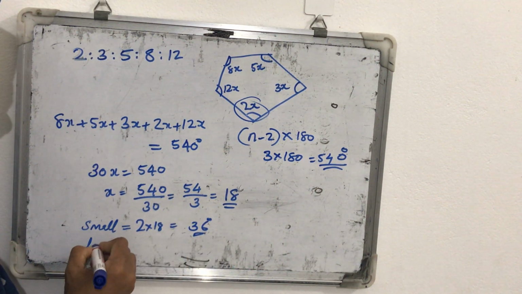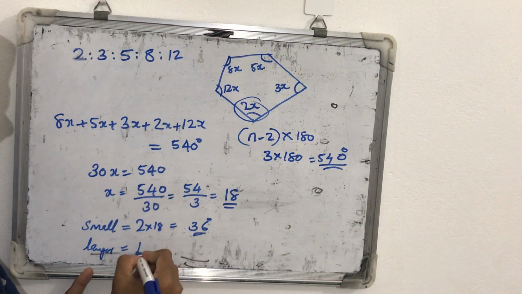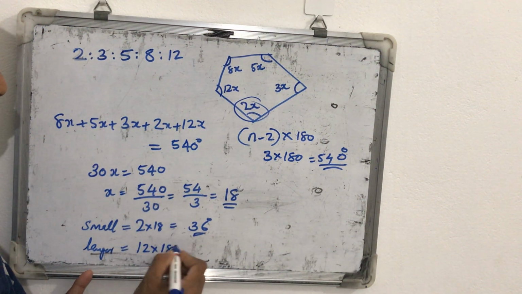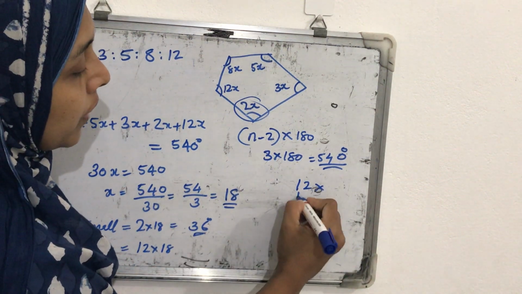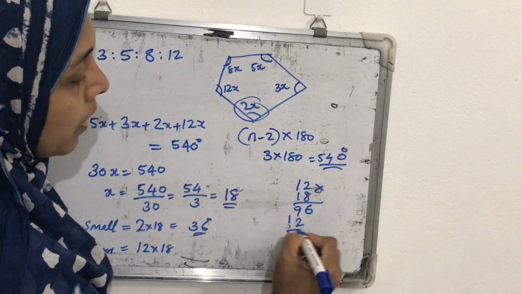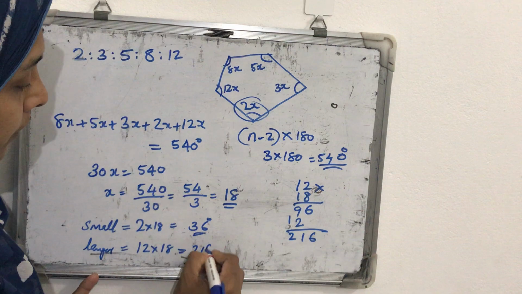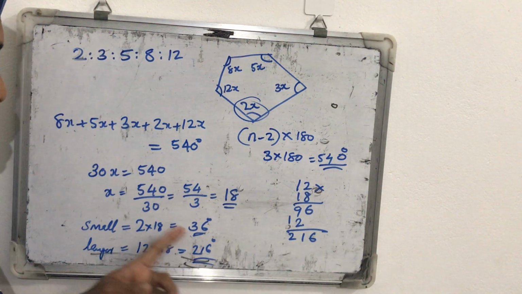degrees. And the largest angle is the one with the ratio 12x. So 12 into 18, which is 216. Okay, so these are the two angles.